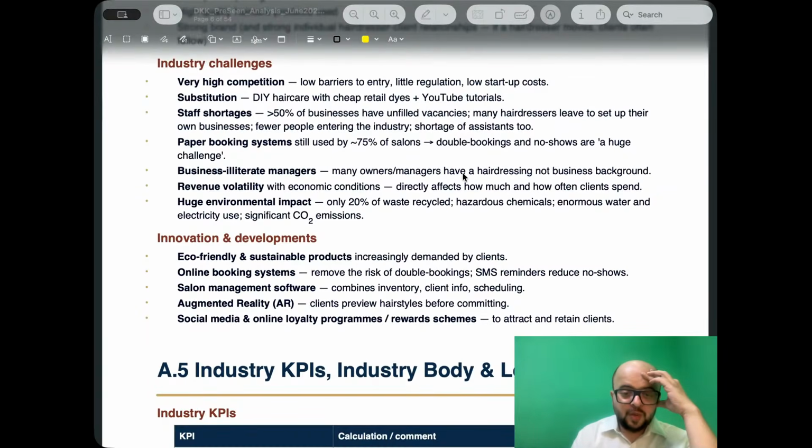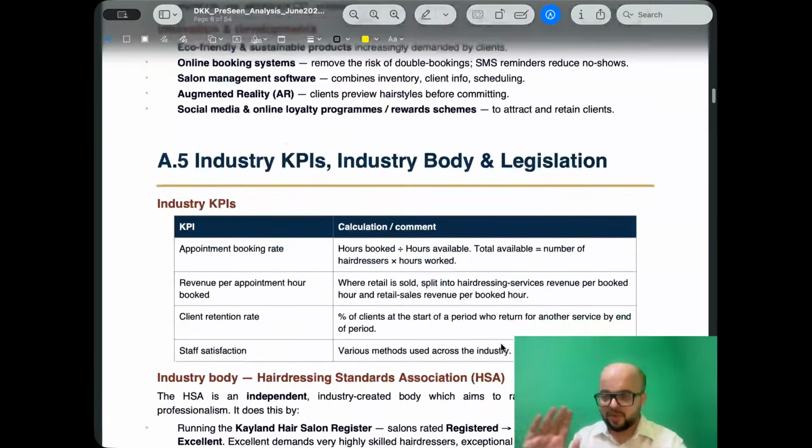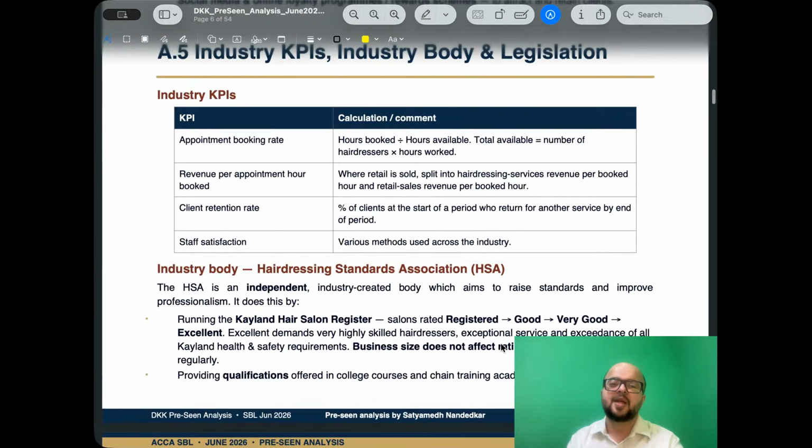Then social media and online loyalty programs, reward schemes to attract and retain clients. I think I have seen this in a lot of places, that you tag us on your social media and you will get 10% off or something. These days they do anything. And I will not say anything because next I might find that I have to do something like this myself.